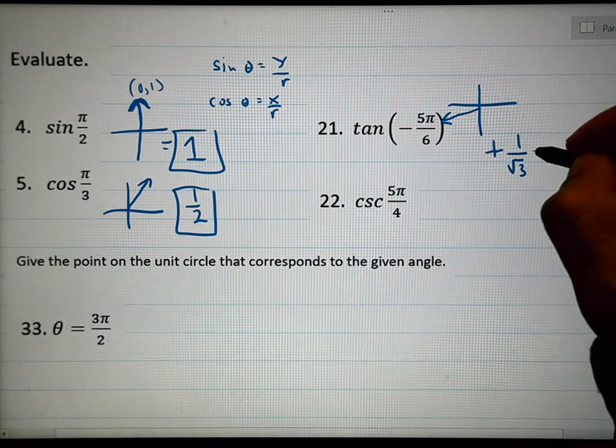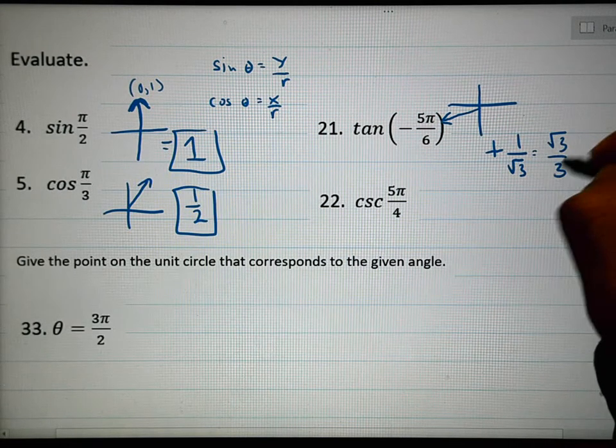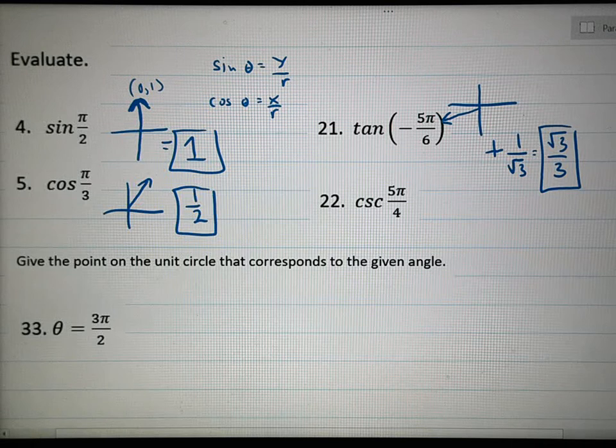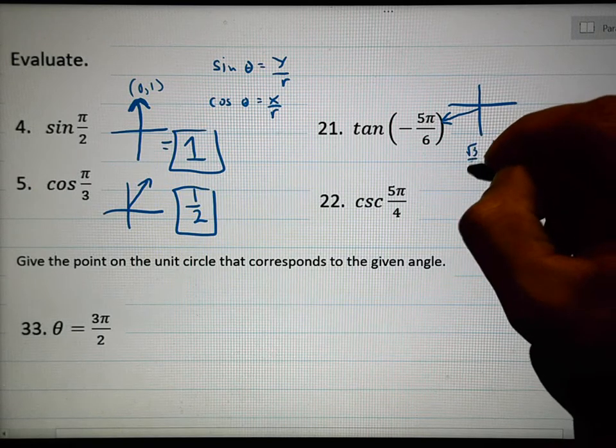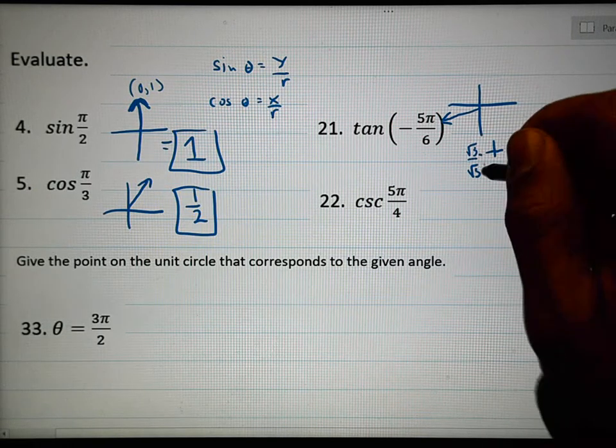So then I rationalize it by multiplying by root 3 over root 3, and I get root 3 over 3. I'm sorry, multiplying by root 3 over root 3. I think I didn't say that correctly.